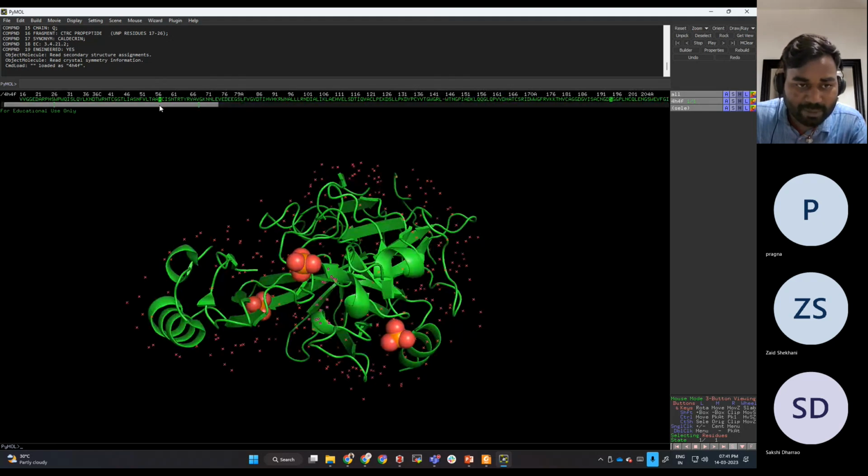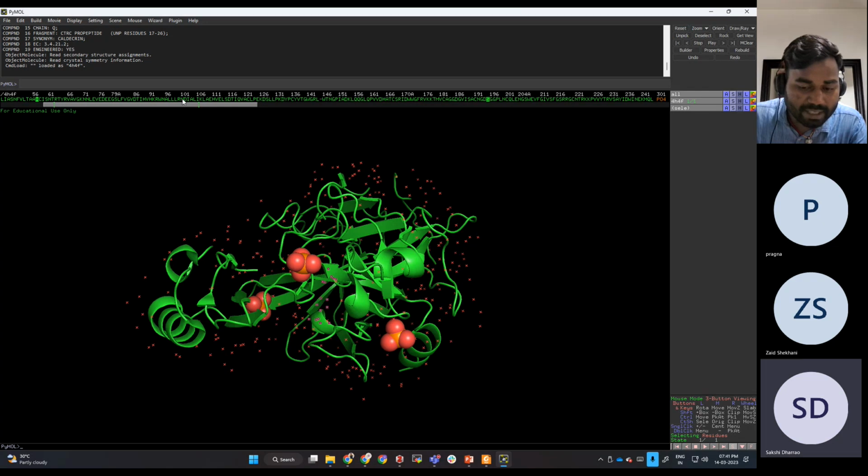Now another one was aspartic acid. Which one? Aspartic acid 102. Let us see whether we have aspartic acid there or not. At 101 you have N. What is N? Glutamine. N denotes asparagine, or glutamine.